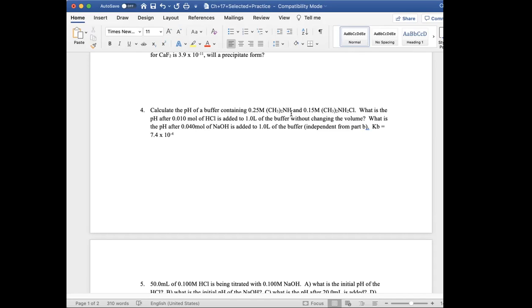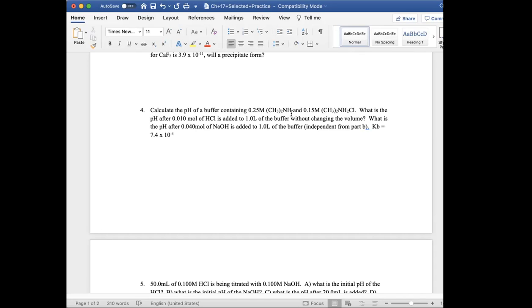0.95, yeah. So that'll be the pH after you add that much HCl. And that makes sense because you're adding an acid, so the pH should decrease, right? Okay. Now we're going to add, so this is independent from part B, as if part B didn't happen, so we didn't add the acid, and now we're adding this much base to it. So pH is going to increase.